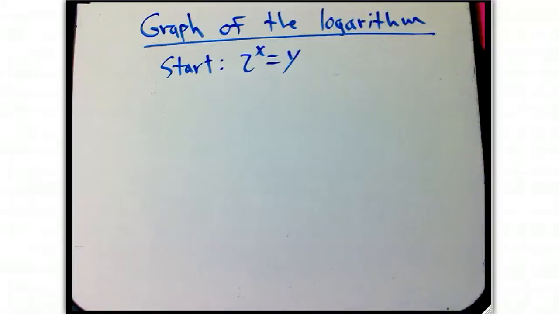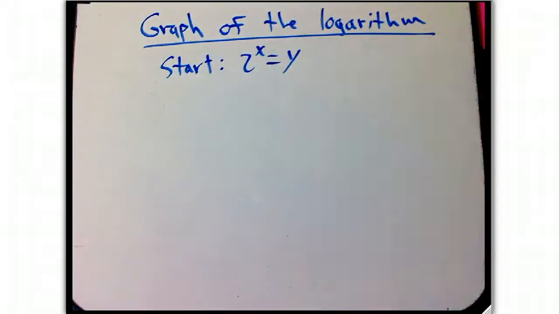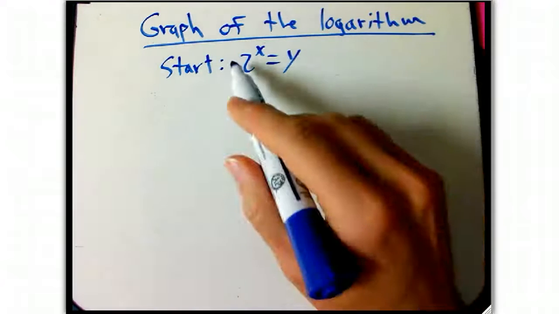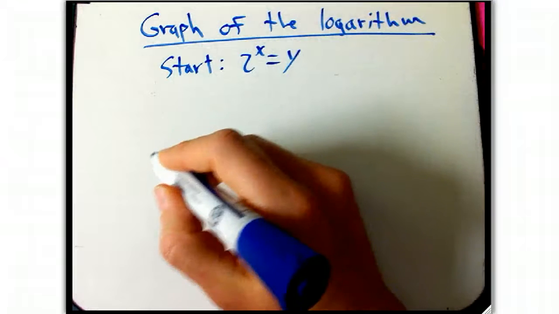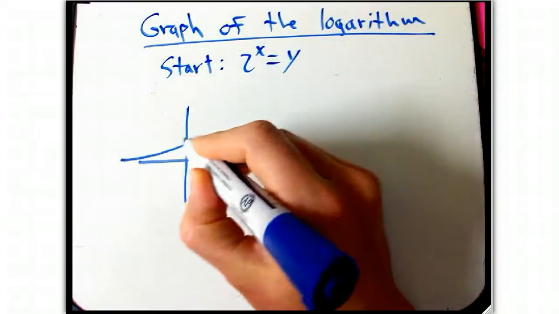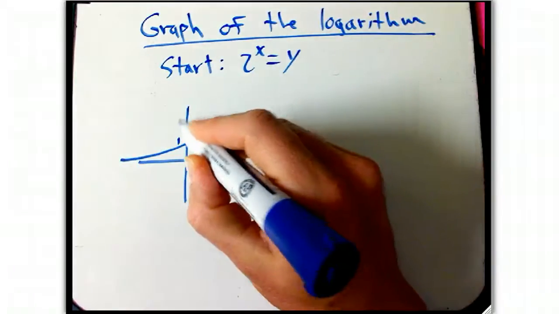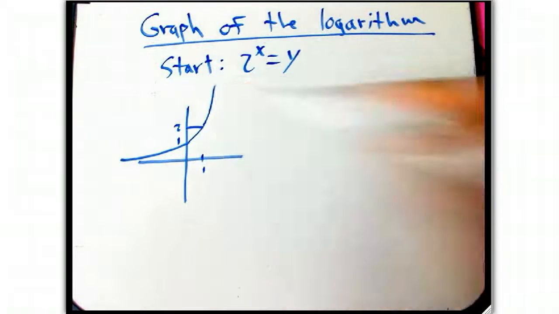Real quickly, I want to amplify what's in the book about the graph of the logarithm function and just relate it to generalities about graphing inverse functions. We start, let's say the base is 2. It's going to be very similar with different bases. We start with the graph y equals 2 to the x, and that has an asymptote here, goes through 0, 1, goes through 1, 2, and then swoops upward like that.